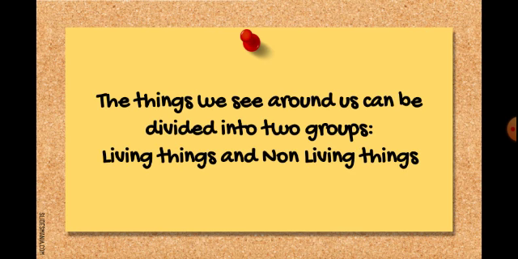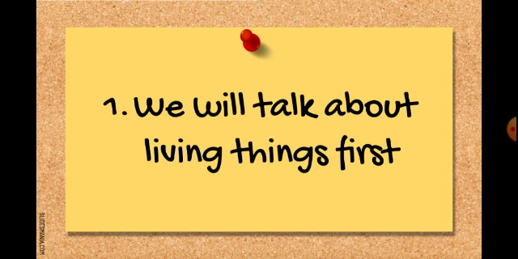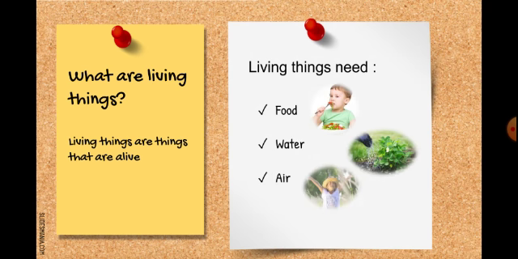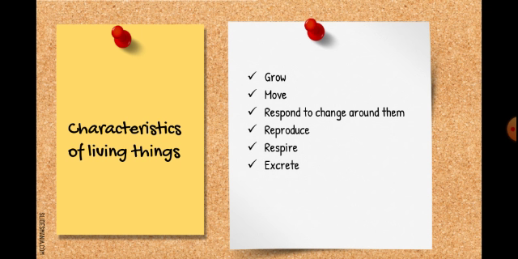Okay, the things we see around us can be divided into two groups. There are living things and non-living things. We will talk about living things first. What are living things? Living things are things that are alive. Living things need food, water, and also air to stay alive.